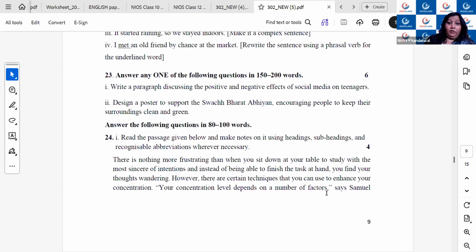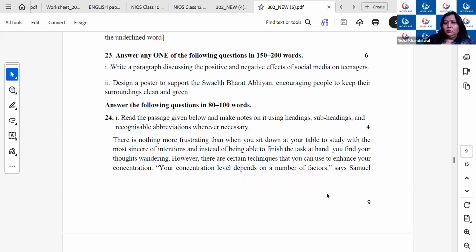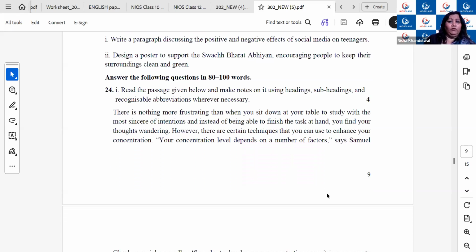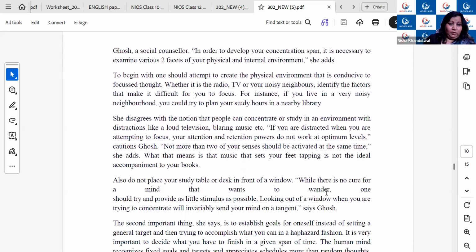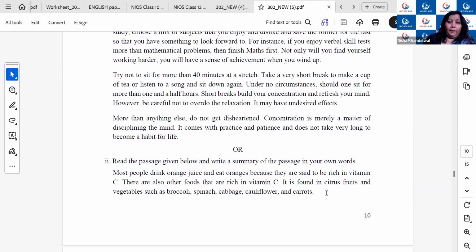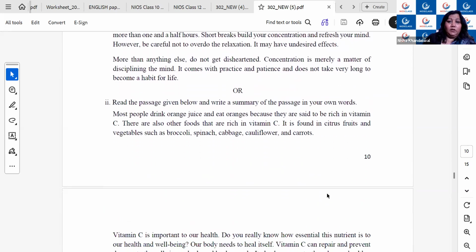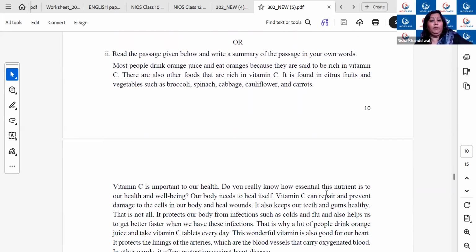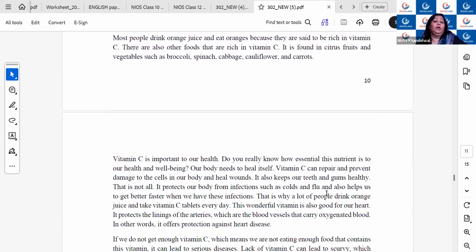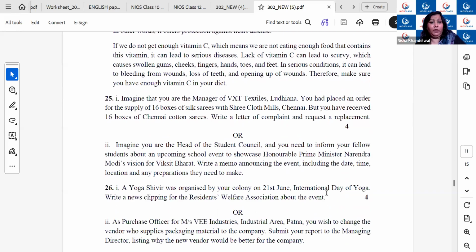And one more passage is there which is of 4 marks, and you have to make notes from it. Okay, notes means summary. So you need to write the summary. Next, we have: read the passage given below and write the summary in your own words. Now read it and make a summary. Now a summary is not like you pick one line from one paragraph and summarize it. You just give a whole summary in 4 to 5 lines.